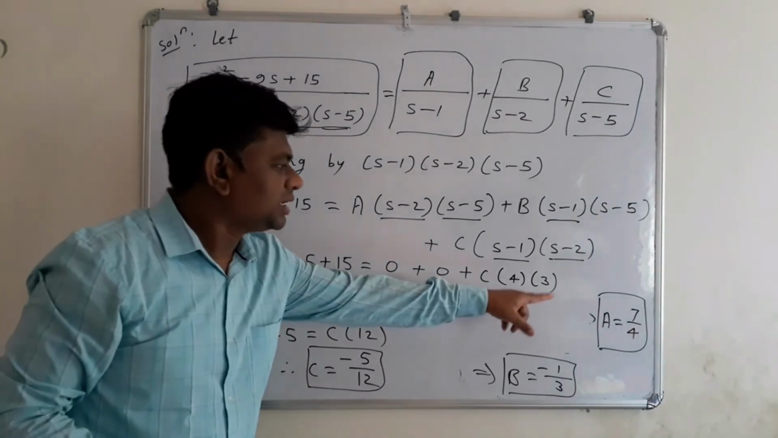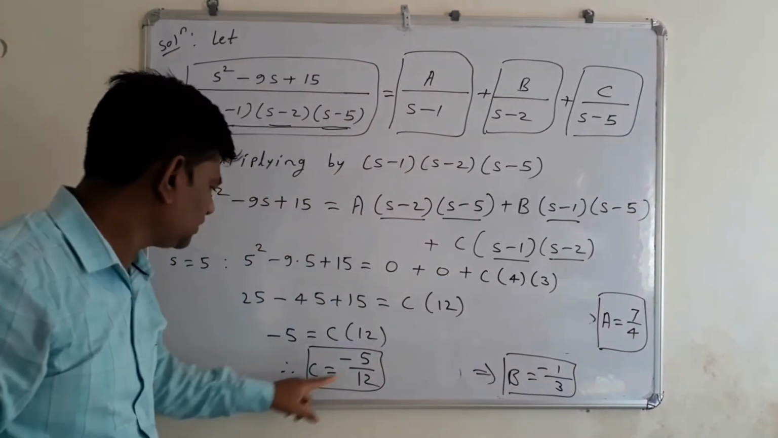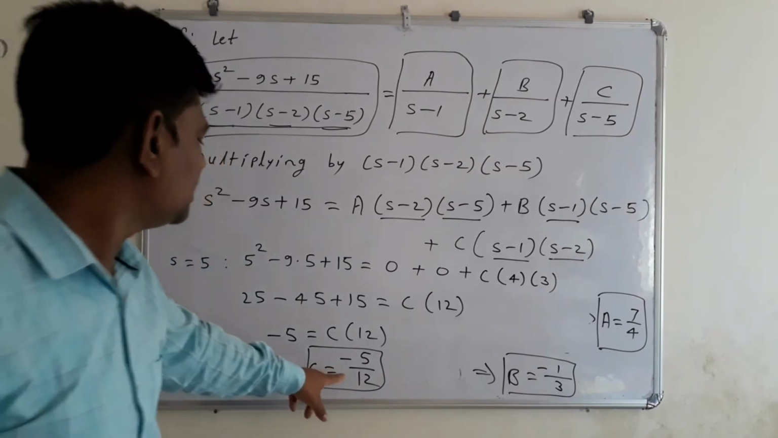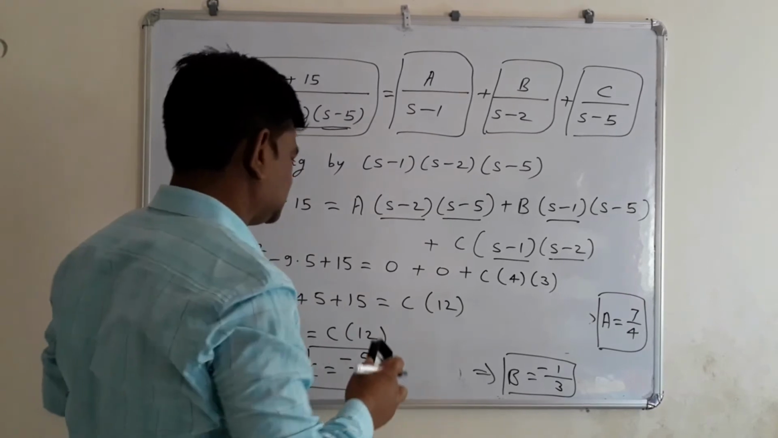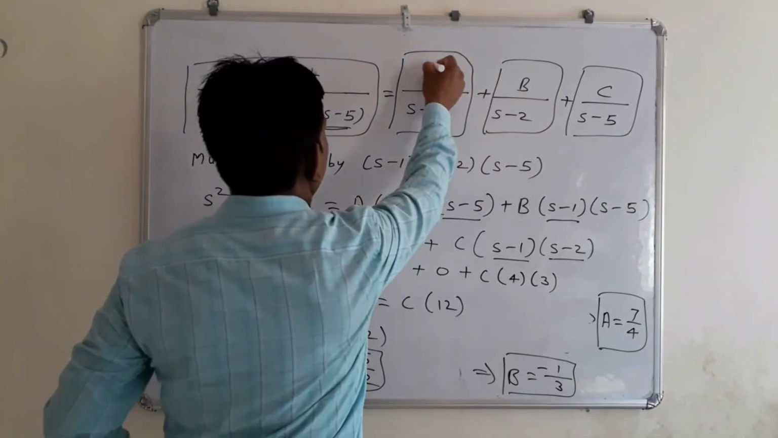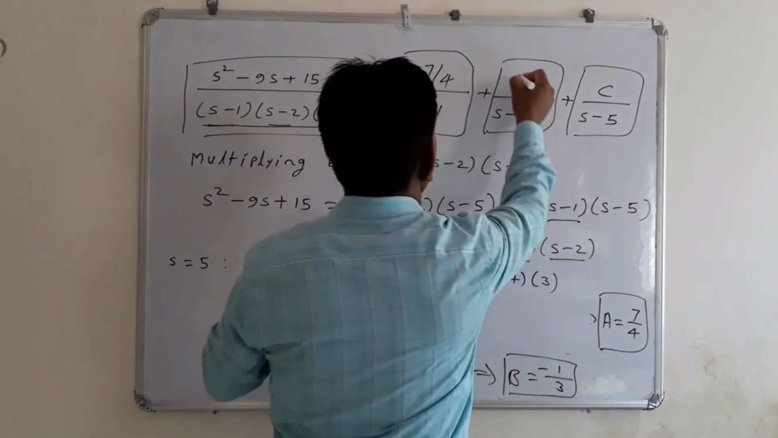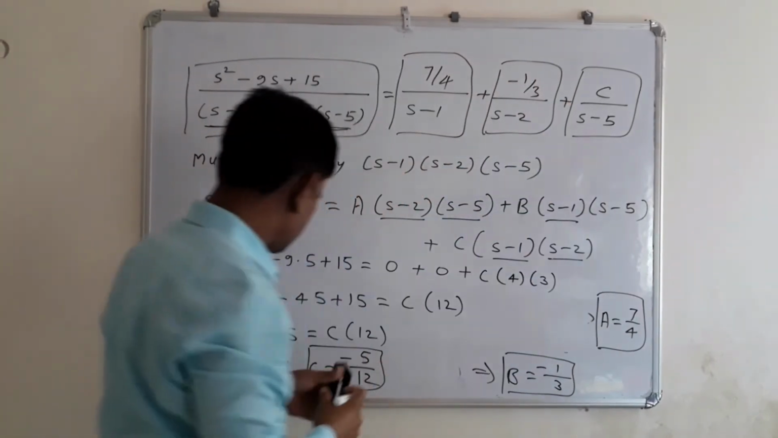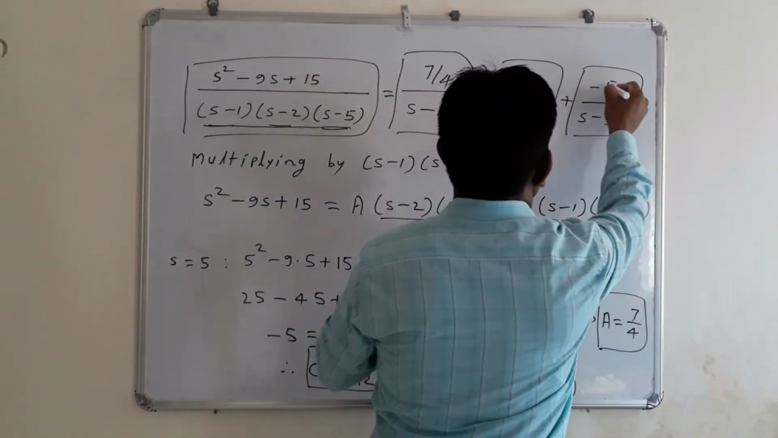Now we get A equal to 7/4, B equal to −1/3, C equal to −5/12. So therefore this given fraction becomes 7/4, this B is −1/3, and this C is −5/12.